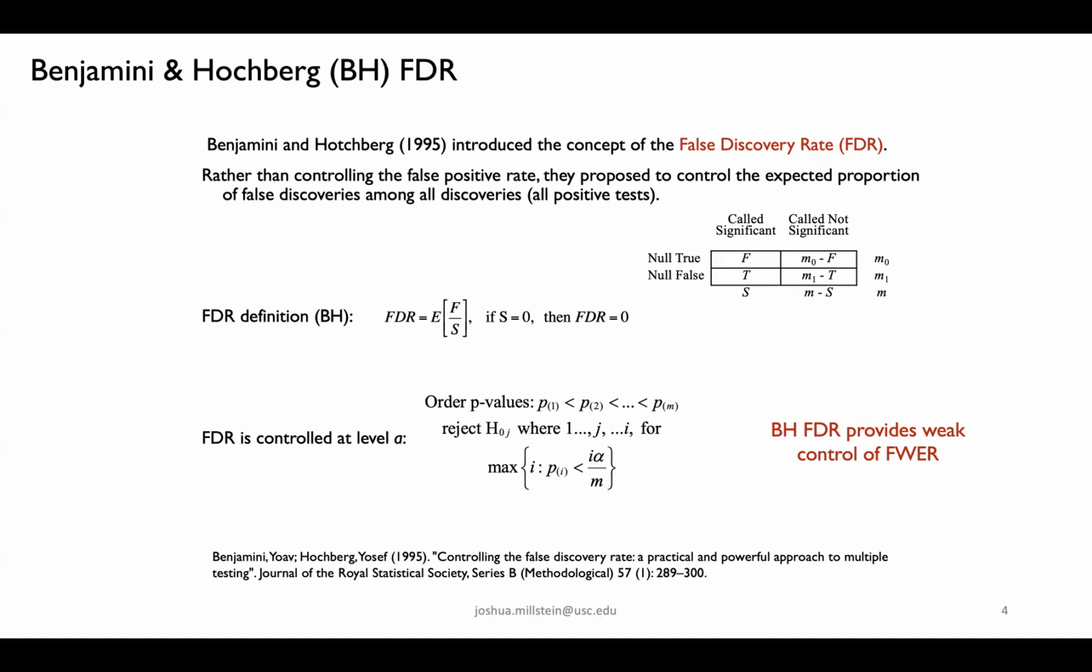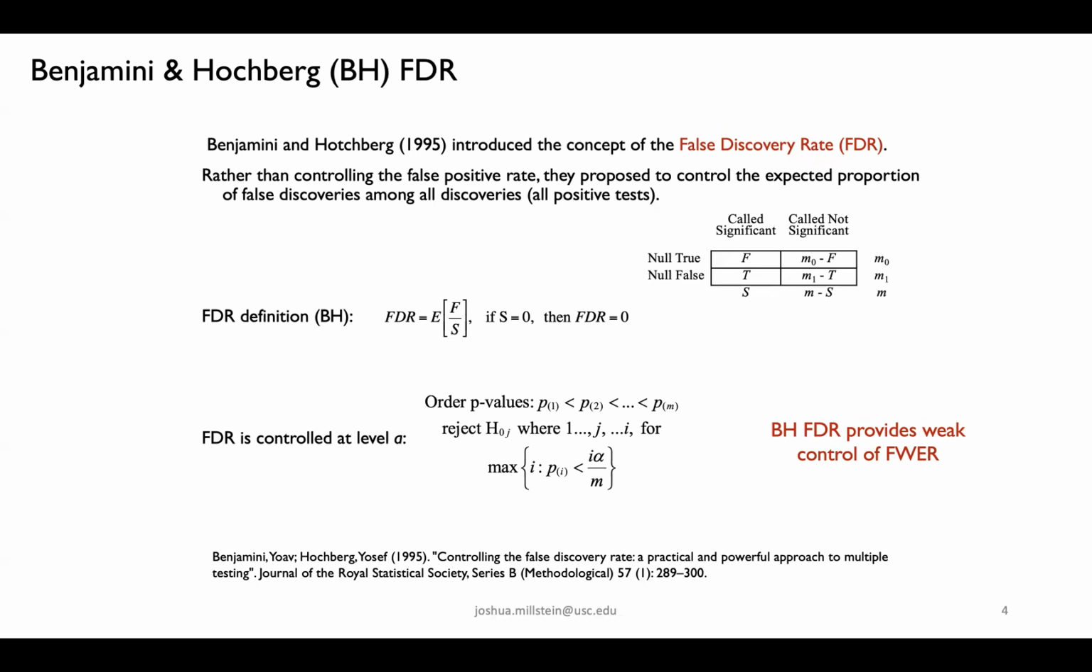We're saying that some proportion of false discoveries is acceptable as long as that proportion is small relative to the proportion of true discoveries. So it's a much, much more powerful approach when multiple false null hypotheses are expected to be present in our data.